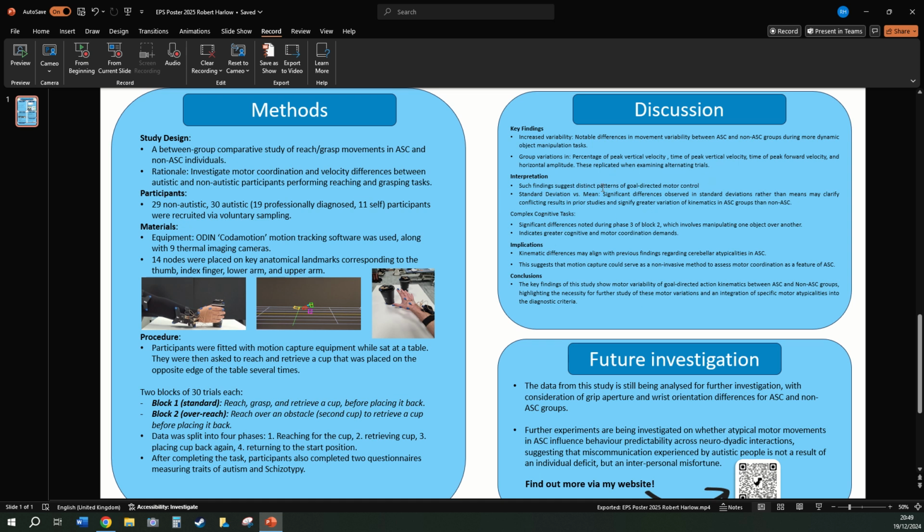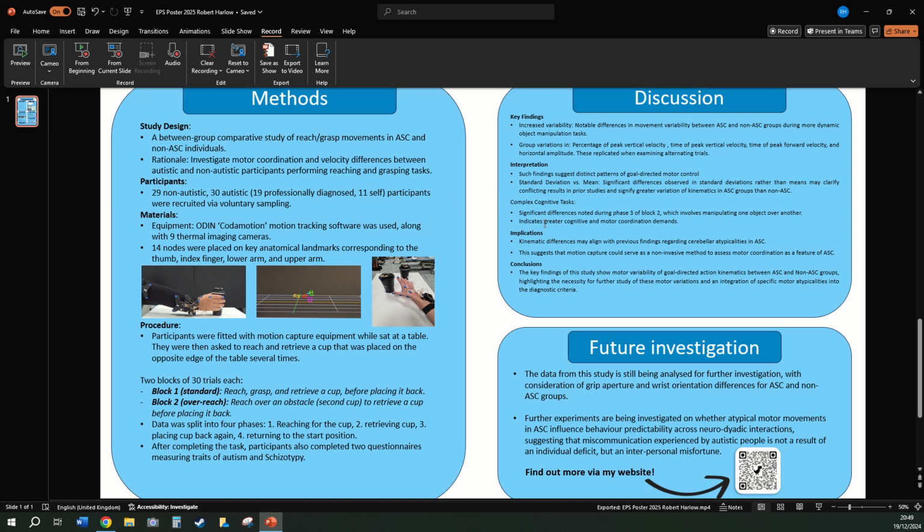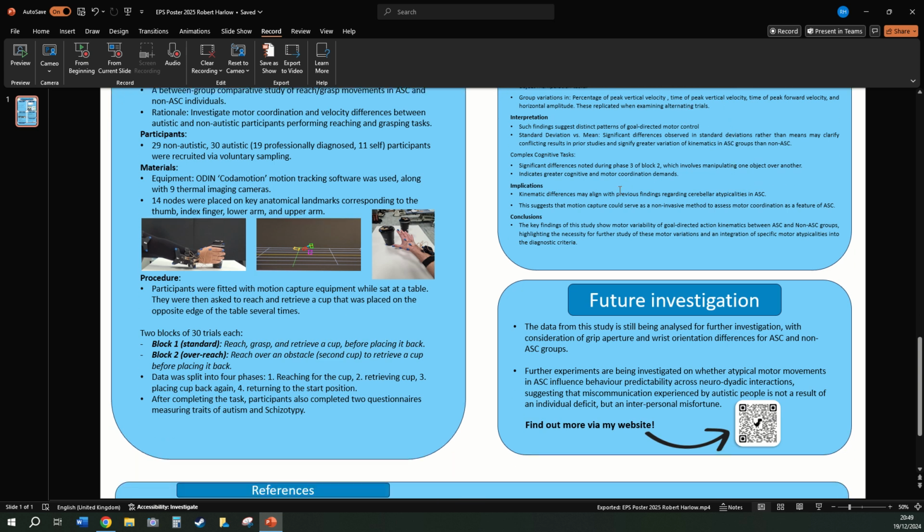Why do we use the standard deviation versus the mean? It's because it highlights variability within these groups rather than just the averages, which might indicate why some studies in the past didn't find any differences, or they found conflicting research. Now, these movements are complex cognitive tasks. Significant differences were noticed in phase 3, where navigating a different object requires more cognitive control than standard reaches. This is more demanding on our motor coordination, which is different in autistic groups.